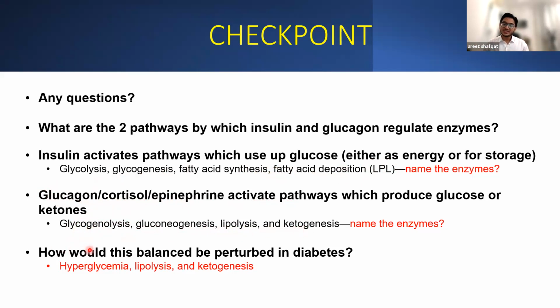Okay. How would this balance be disturbed in diabetes? That's an important question, because in diabetes, you don't have insulin. That means the action of these hormones is amplified, because there's a balance between insulin and these hormones. In diabetes, this balance shifts in favor of glucagon, cortisol, and epinephrine. So what would happen? You would have hyperglycemia, you would have lipolysis and elevated fatty acids, and you would have ketogenesis. So all of the metabolic abnormalities you see in diabetes can be explained with some biochemistry here, okay? Because of a lack of insulin effect.